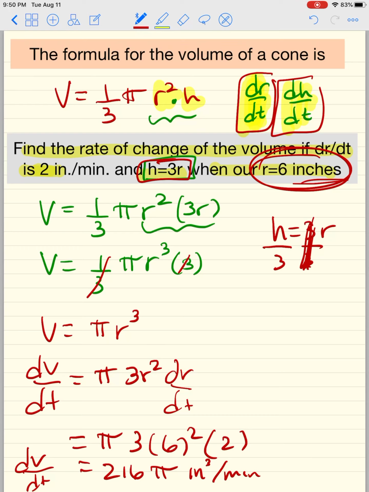So we'll try a real world example, but I thought it was very important to show that in most cone problems, you're going to have to get rid of one of the letters, okay? Most of them. The only way you don't have to get rid of it is if they gave you both dr/dt and dh/dt, then you would do the product rule.